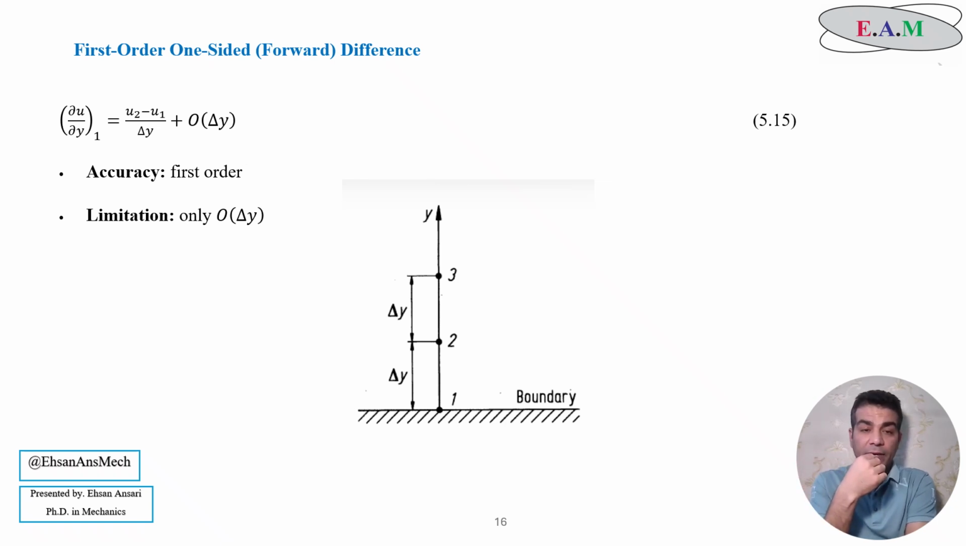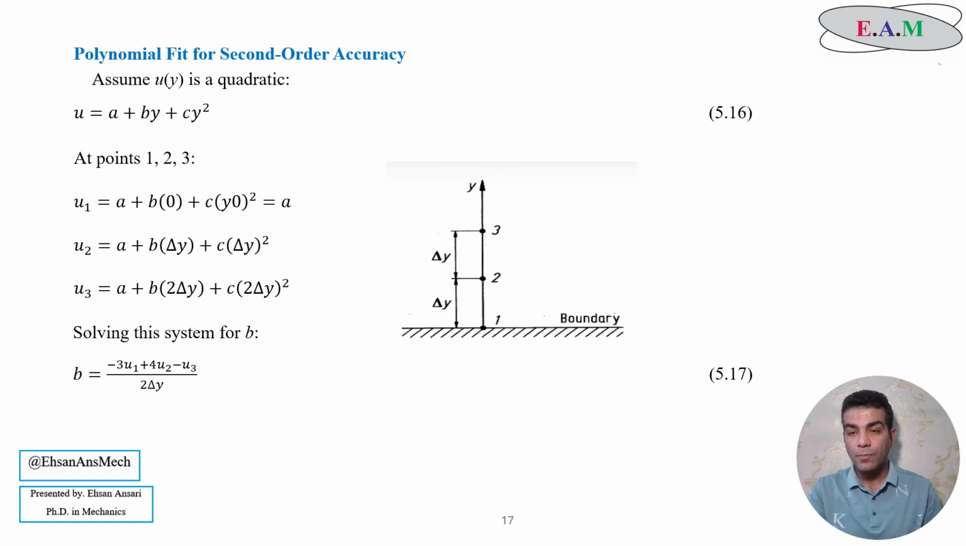Equation 15 is easy, just a forward difference from point 1 to point 2, but its error is first order accurate, O(delta y). Can we do better, second order, without needing u below the boundary? This is the challenge of applying the boundary condition.